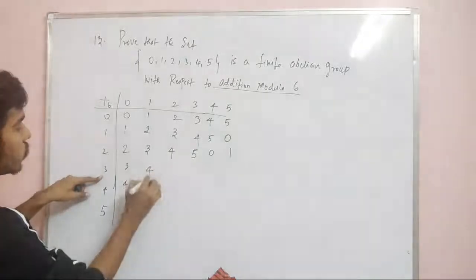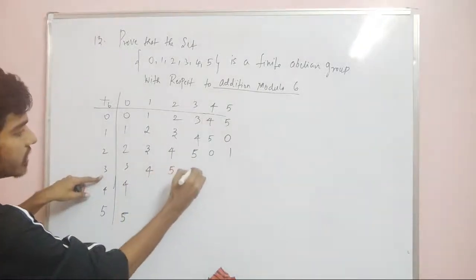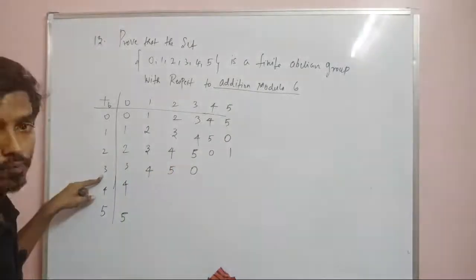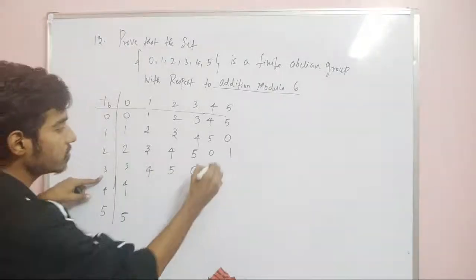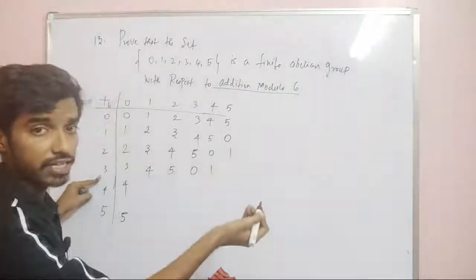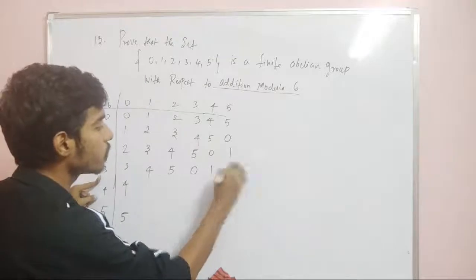3 plus 1 is 4. 3 plus 2 is 5. 3 plus 3 is 6, which will be 0. 3 plus 4 is 7, which will be 1. 3 plus 5 is 8. So 8 divided by 6, the remainder will be 2.